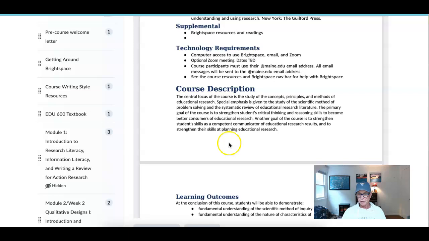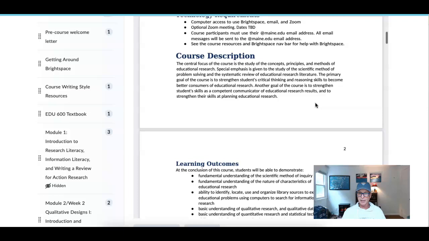When you hear people talking about interviewing 24 or 5 people, that's qualitative research. But the course, as it says, focuses on the study of the concepts, principles, and methods of educational research. And I want to say, yes, this is based in the School of Education and Human Development, but still, the ideas and concepts that we are studying this semester are applicable beyond education research. So the special emphasis is really on the scientific method of problem solving, the systematic review. We'll be talking about that throughout the semester.